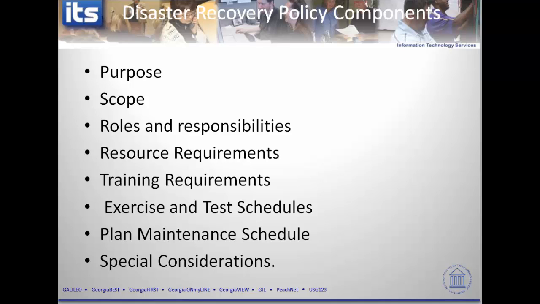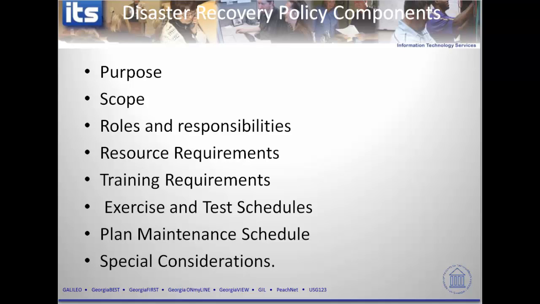Talk about the resource requirements and training requirements with this. How are you going to do exercises and train folks? If people have never done this and they're trying to read the plan in the middle of a disaster, probably not very helpful. And then what's the maintenance of this plan? How often do you need to go back and update the plan over time?